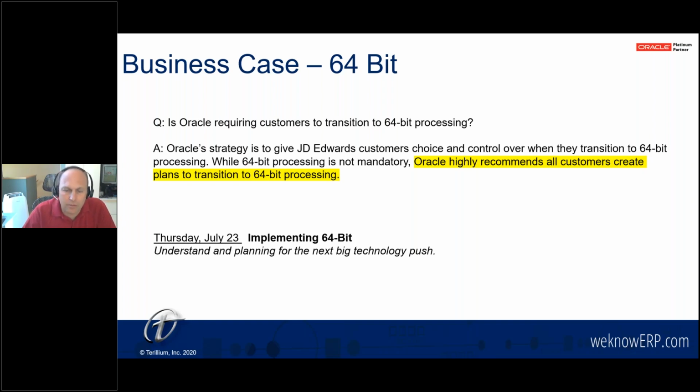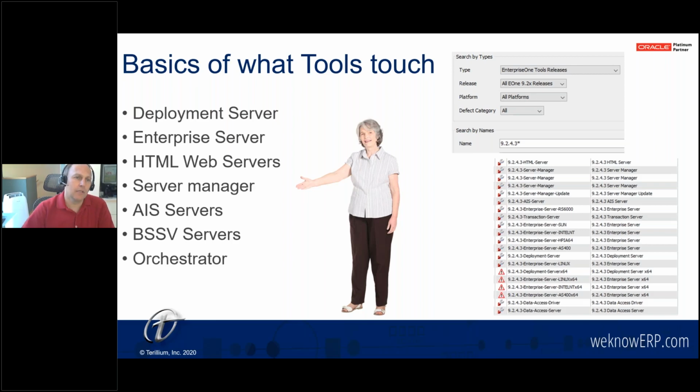If it's not on your radar, it's something you should probably start thinking about planning, because there are ESUs, tools releases, foundation code, and OSs that are all going to be involved in your 64-bit upgrade. So it is going to be a bigger job than just a tools upgrade. The basics of what a tools upgrade touches is basically your servers, all the way from Orchestrator through your deployment server. You can tell through Change Assistant by going out and looking at the Enterprise One releases, all the different servers and where you'll need to apply them.